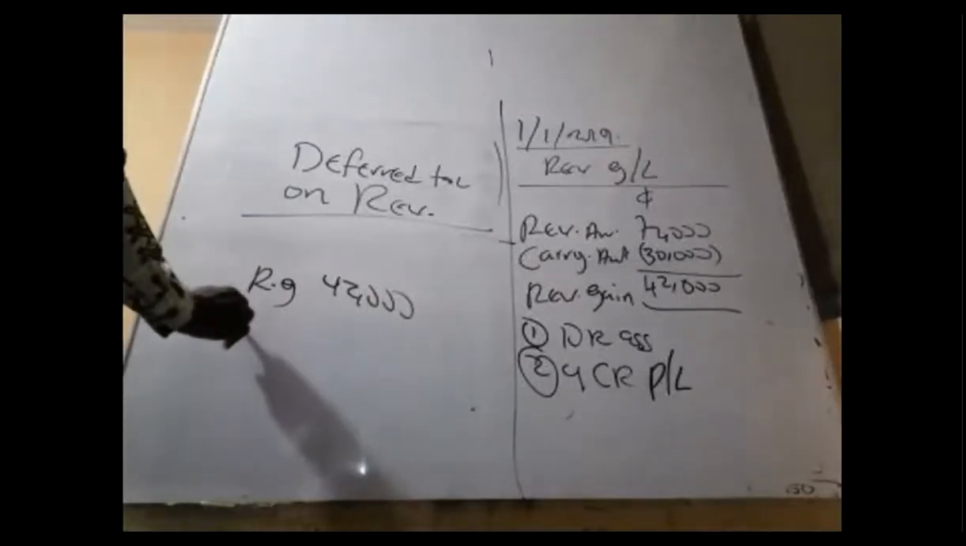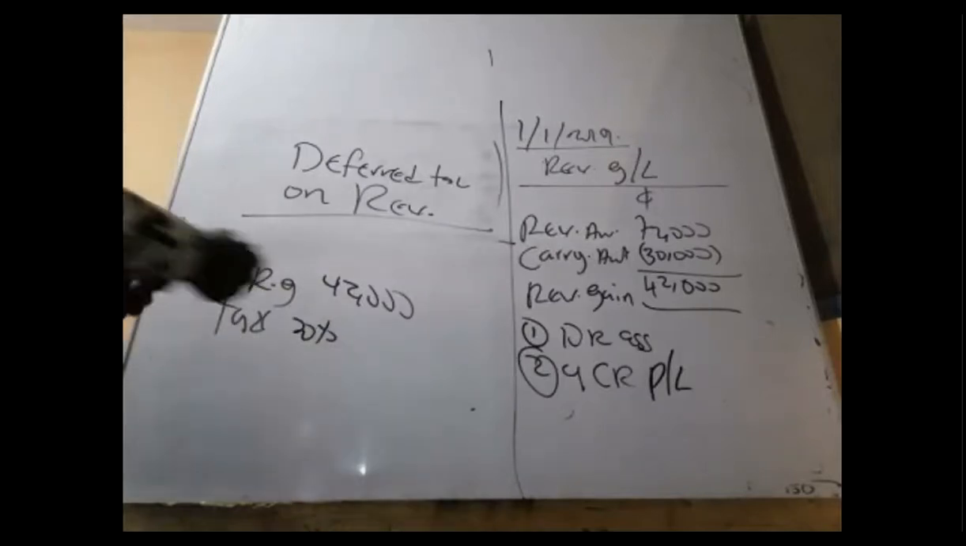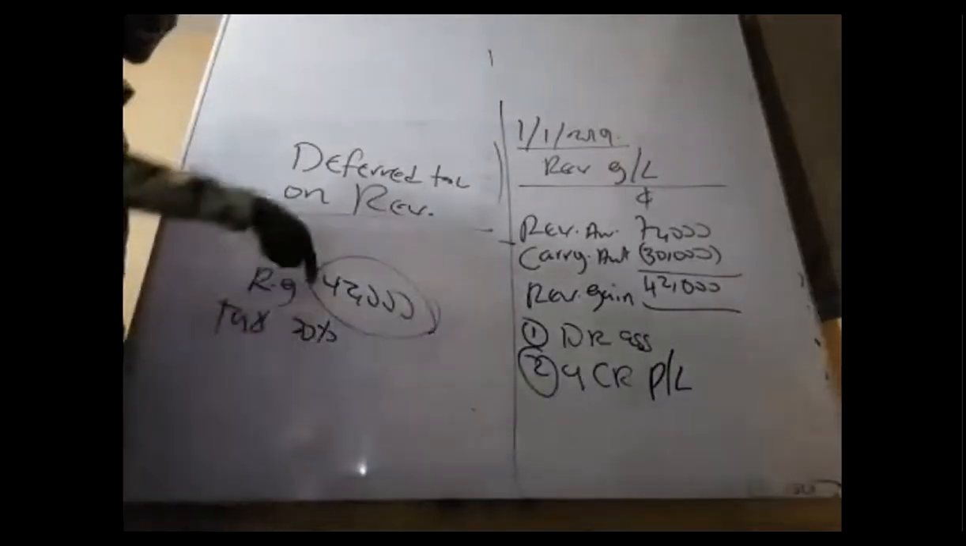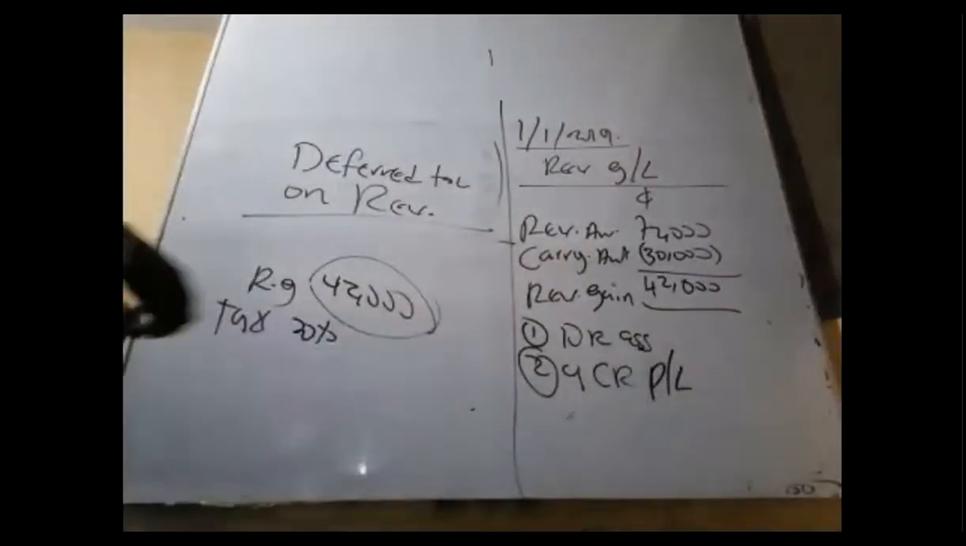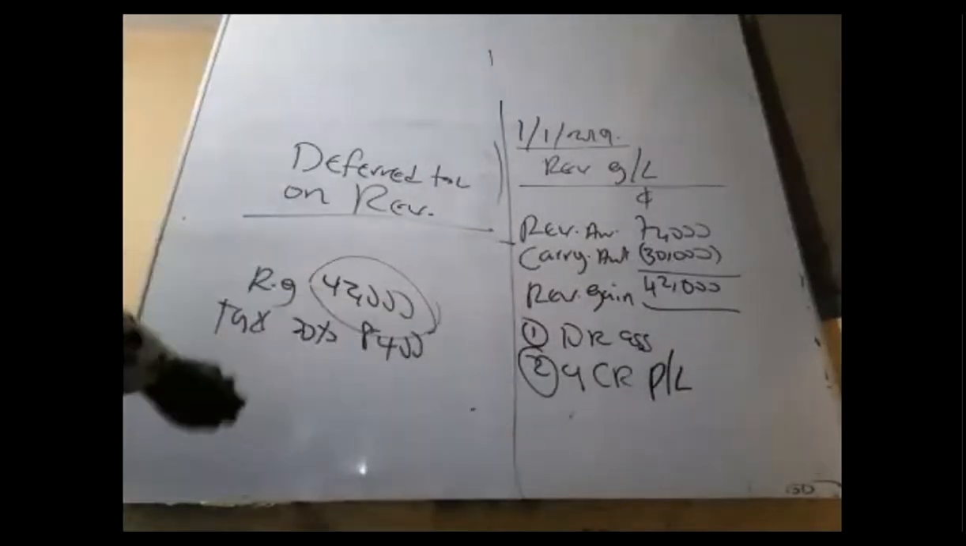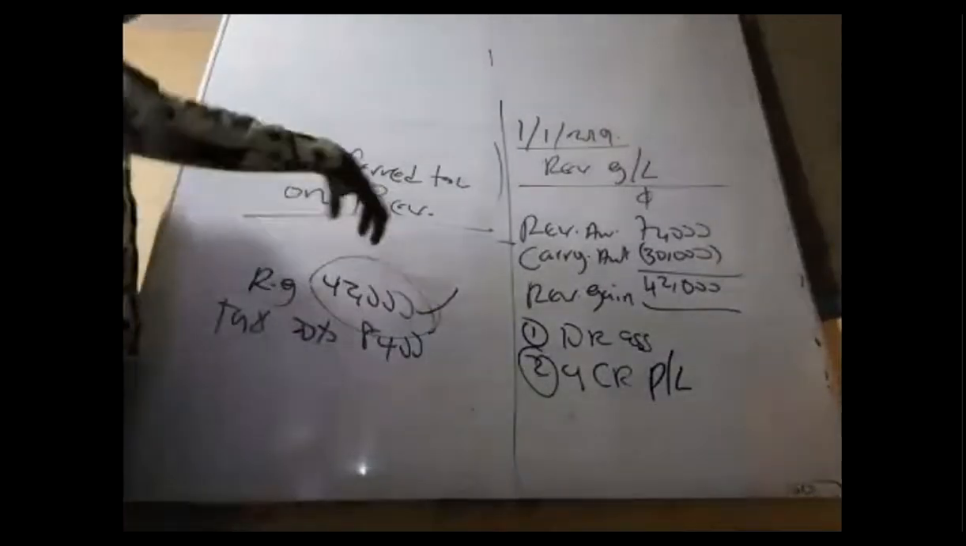And then your tax rate is, let's say, 20%. So wherever you are going to treat this gain, kindly treat the tax, find the tax component. So 20% on this will give us 8,400. So wherever this 42,000 will be recorded in your books, the tax must also follow.